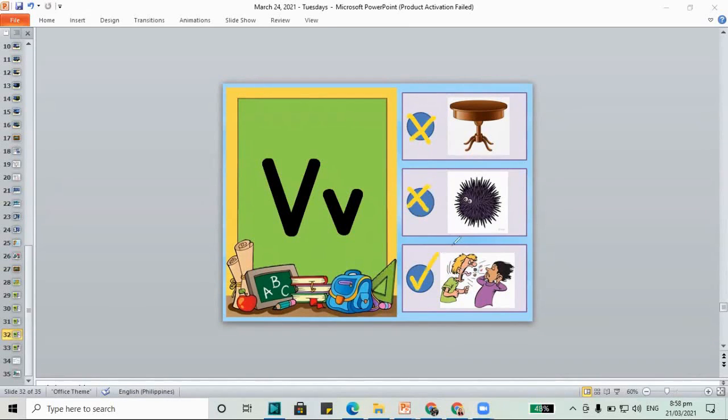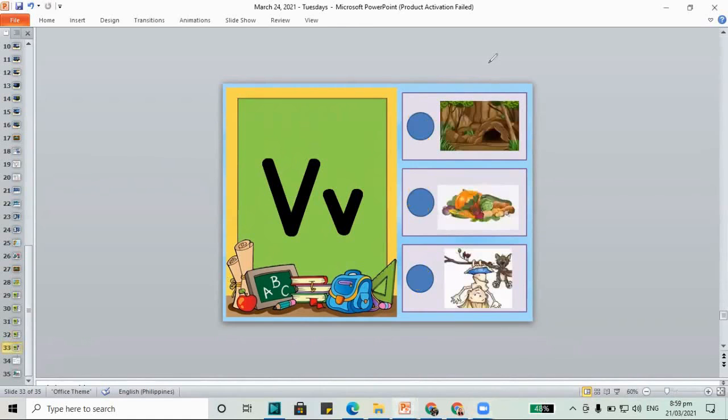How about vex? Do we check vex? Vex is when you're angry and you shout at somebody. Vex begins with the letter V. And this one, do we check for cave? No, cave doesn't go in the letter V. How about vegetables? Do we check for vegetables? Yes, V is for vegetables. How about upside down? No, upside down doesn't begin with the letter V.